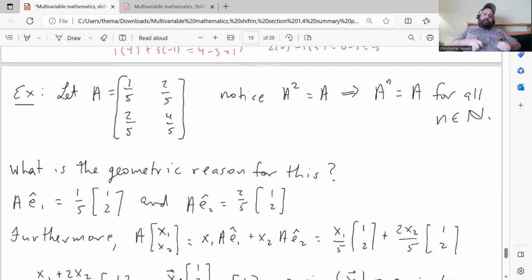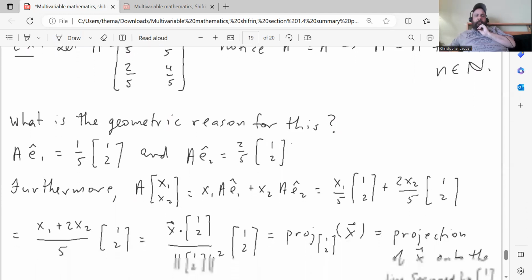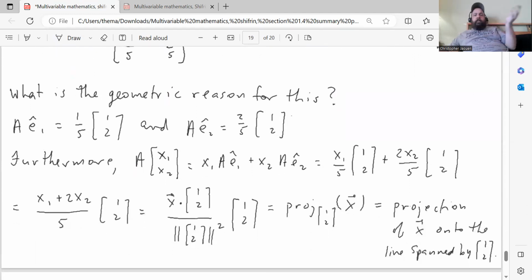Again, he has some examples here. So here, if A is the matrix with entries 1/5, 2/5, 2/5, 4/5, notice that A squared equals A. In fact, from that property, you can see that A raised to any natural number power n is equal to A. You can check that yourself, and you should, by doing the product just to get practice with the matrix multiplication definition. He wants us to say what the geometric reason is for this.